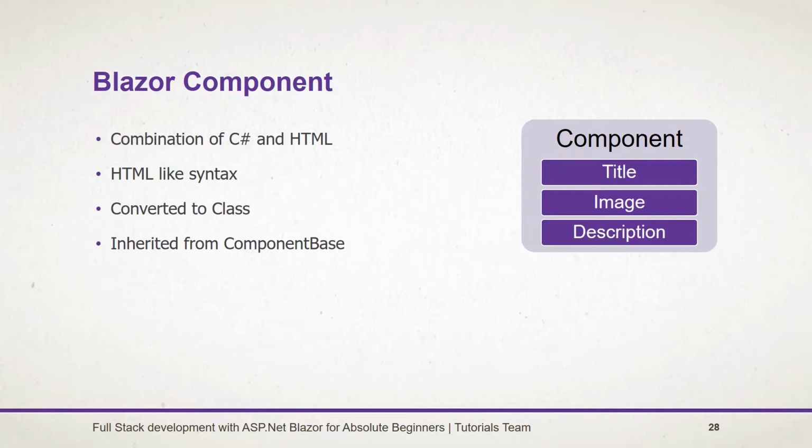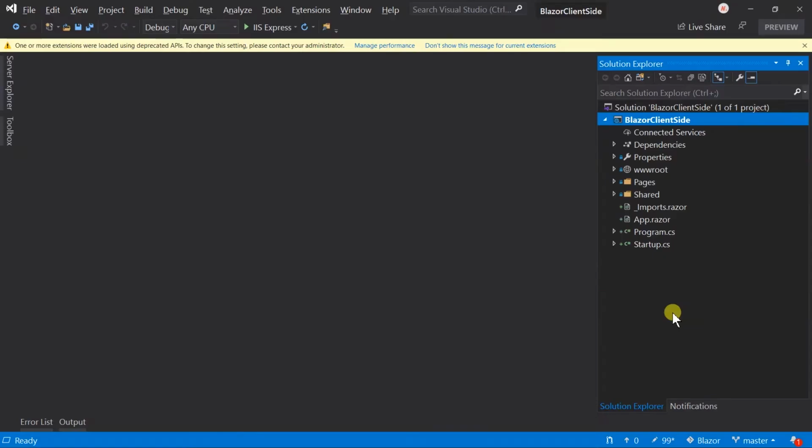Now we will create a component of this type. It will include a title, image, and description text. All of them will be individual components, so we can also reuse them in different pages. For this session, I will continue to work on the project that we have created with a client-side hosting model.